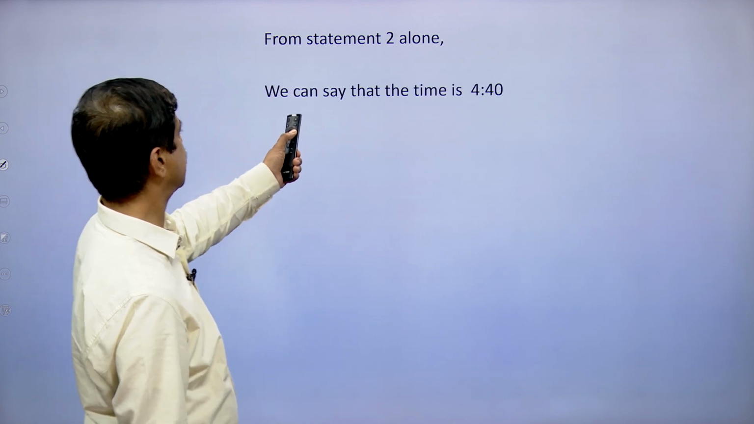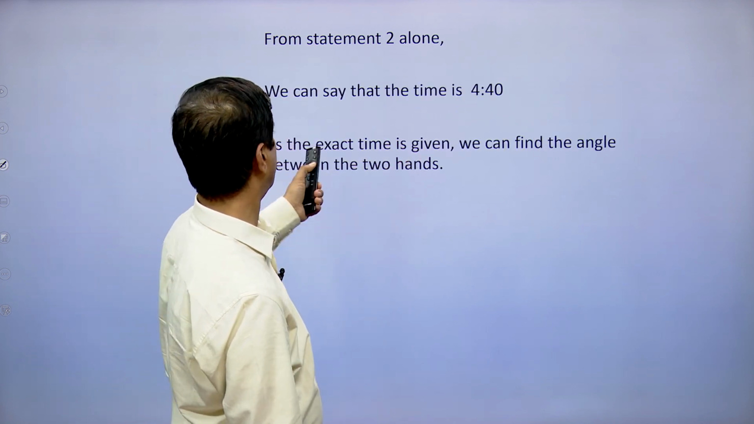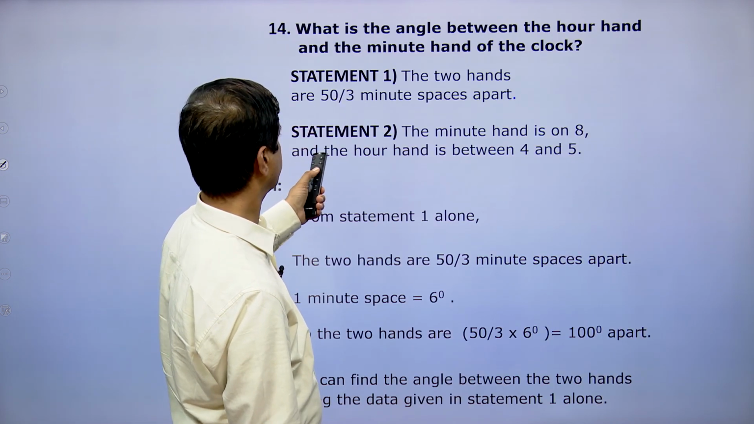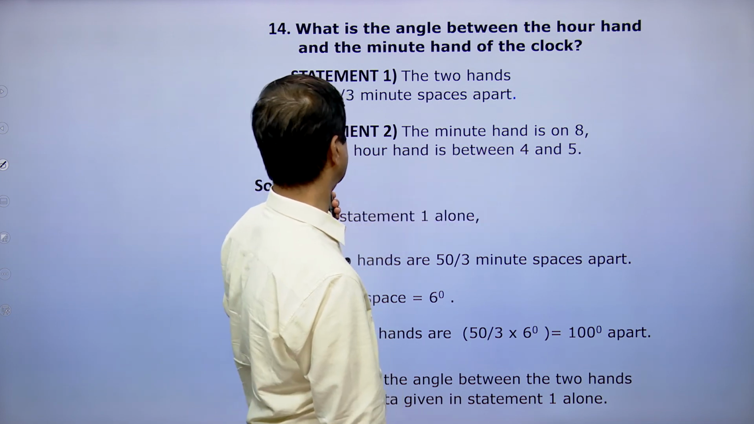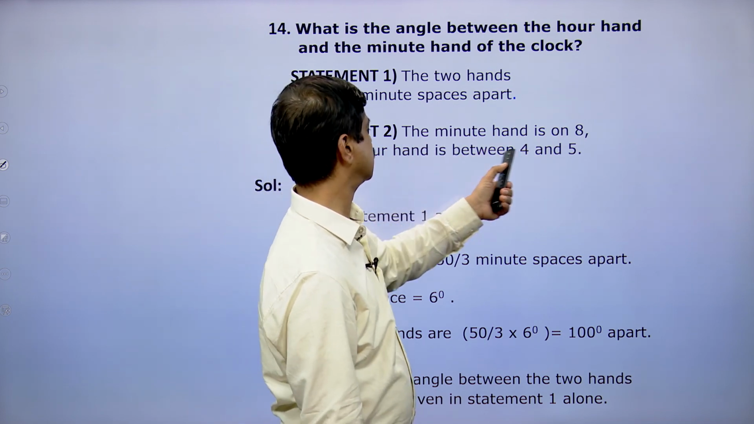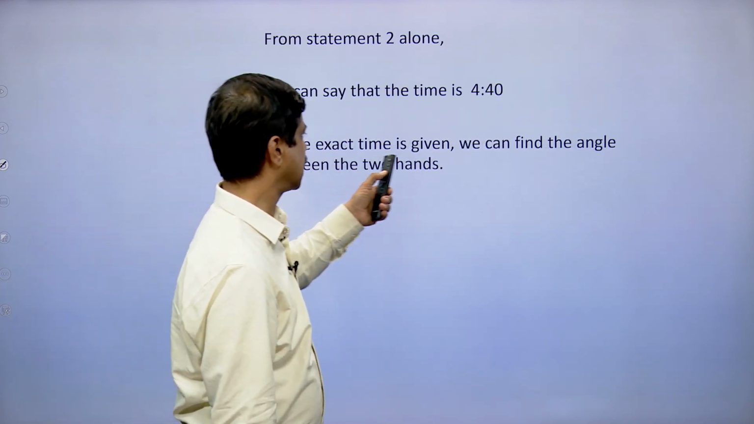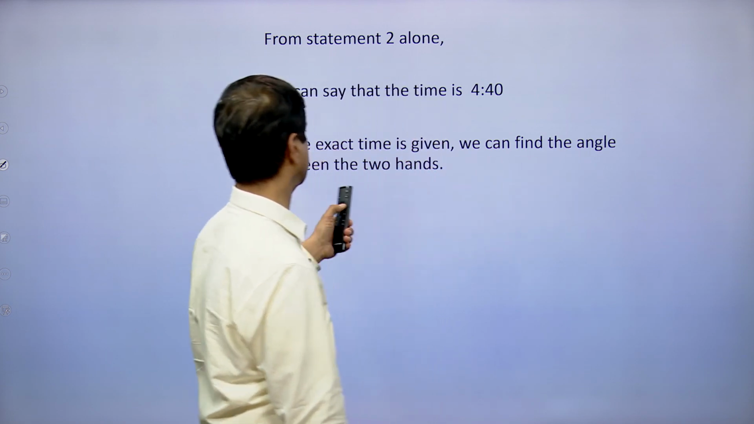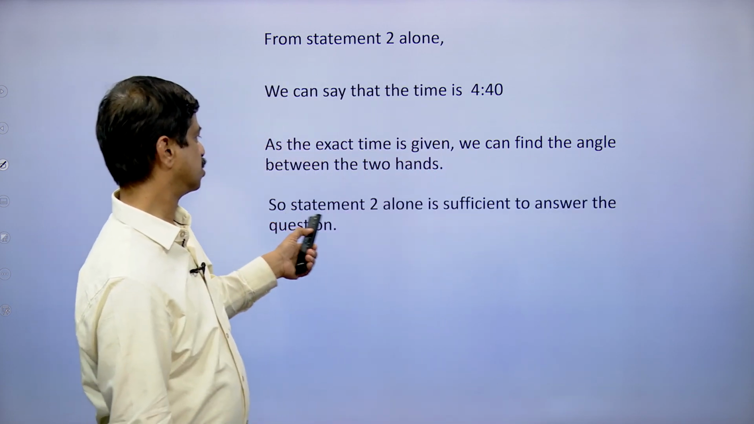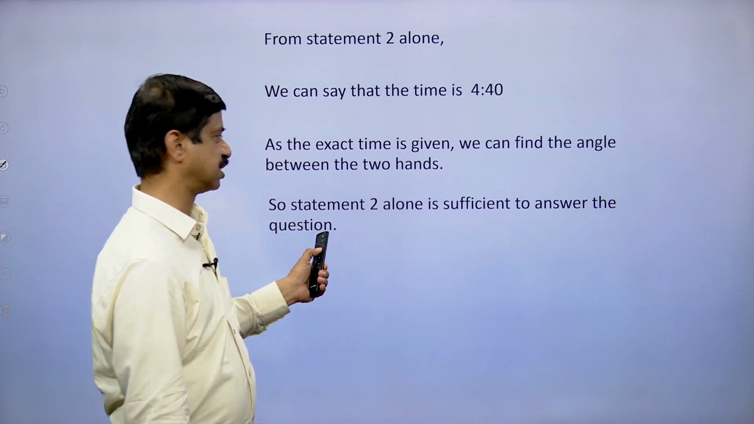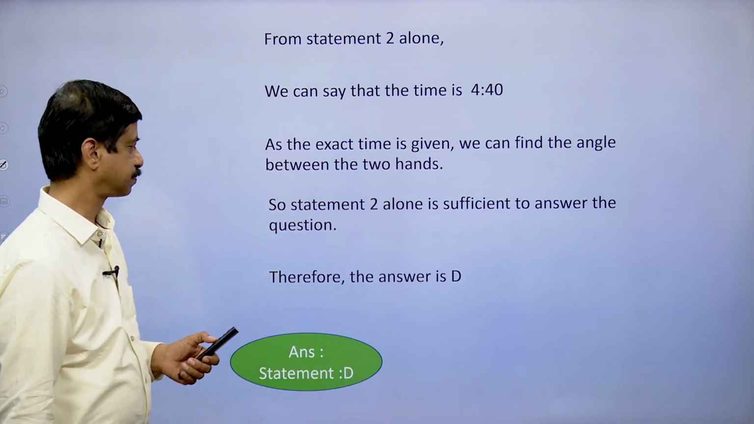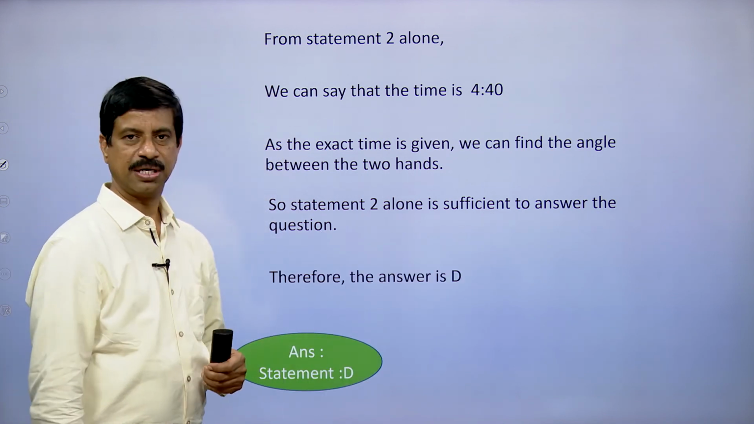From statement 2 alone we can say that the time is 4:40. What is that statement 2? The minute's hand is on 8 and the hour's hand is between 4 and 5. So, that means it is declaring 4:40. As the exact time is given, we can find the angle between the two hands. So, statement 2 alone is sufficient to answer the question. Okay. Therefore, the answer is D.